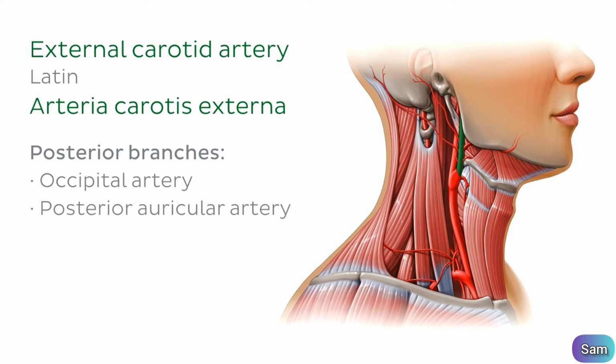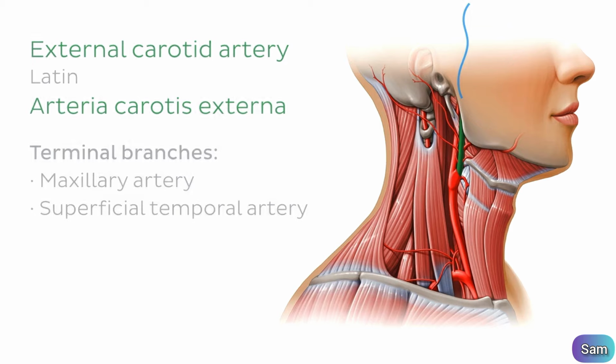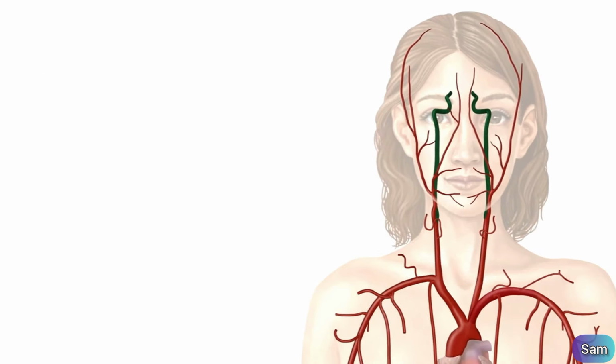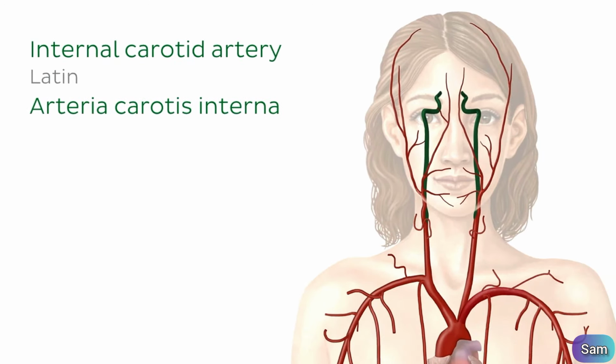and the posterior auricular artery, both of which we can see clearly on this lateral view just here. And of course, finally, the terminal branches include the maxillary artery and the superficial temporal artery. The other artery that arises from the bifurcation of the common carotid artery is, of course, the internal carotid artery, seen here highlighted in green.